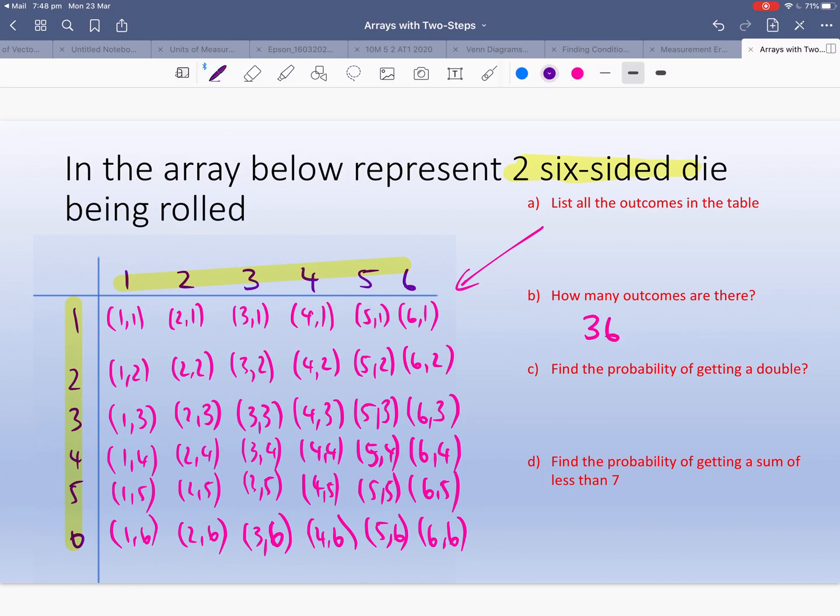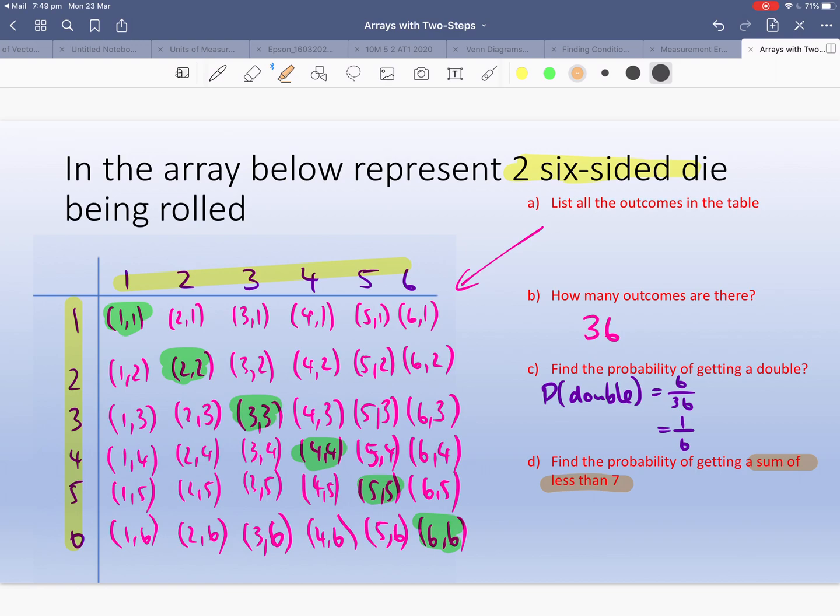It says find the probability of getting a double. I don't know if you noticed this pattern when we were doing it, but there's doubles all the way down the middle here. And how many of them are there? 6. So the probability of a double is 6 over 36, and that actually reduces to 1 over 6. You can ask an infinite number of questions with this, but I've just got one more for you to do.